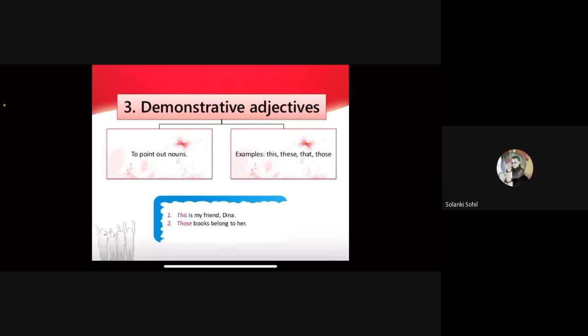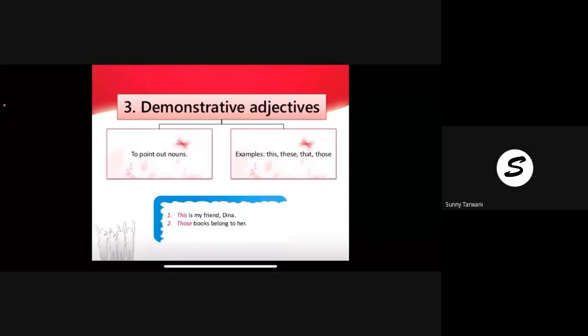Demonstrative adjectives point out nouns. Examples: this, these, that, those. This is my friend Dina. Those are books belonging to her. Demonstrative, you have to just remember four words: this, that, these, those. Now you know the difference: near and far, singular and plural. This is singular, these, plural. Same way, that is singular, those, plural, right? And near and far also, you know.